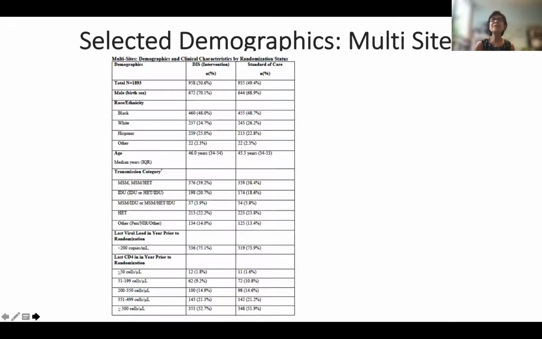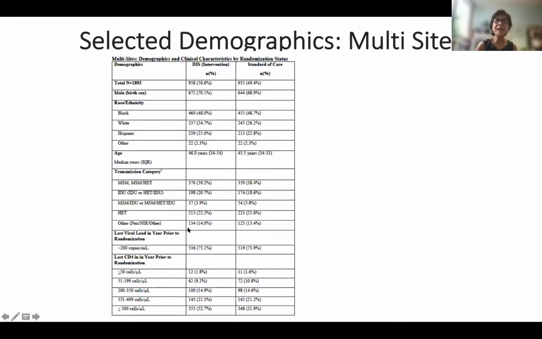Regarding the demographics of the multi-sites, overall 1,893 people were randomized, more or less 50-50 to the DIS intervention or the standard of care. Both groups were very well matched, predominantly male. These are the folks who are out of care, and every group went through the same process. It was a heavily African-American group. The median age was about 45 or 46 in both groups. The major transmission category was MSM, followed by injection drug use.